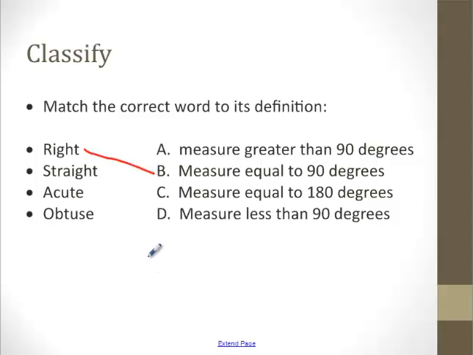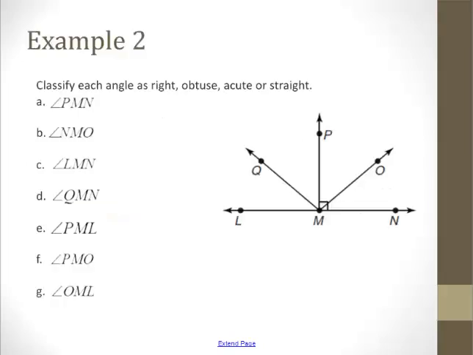is exactly 90 degrees. A straight angle is exactly 180 degrees. An acute angle is less than 90 degrees. And an obtuse angle measures more than 90 degrees. Those are ones that are going to be used throughout the whole year. They need to be committed to memory if they aren't already.